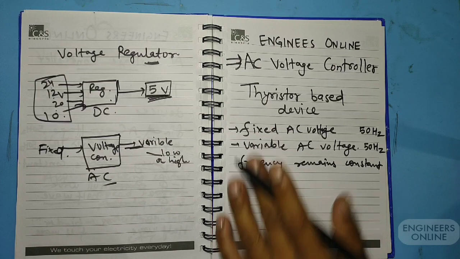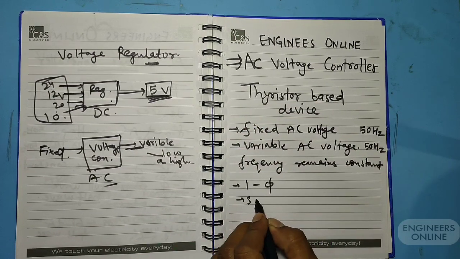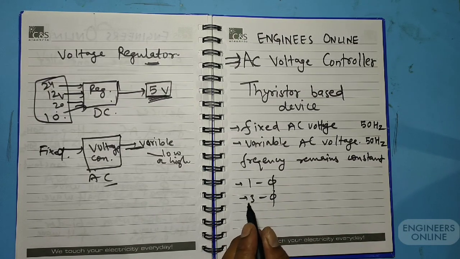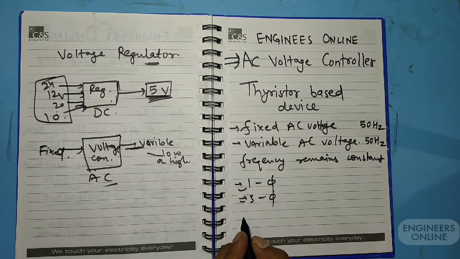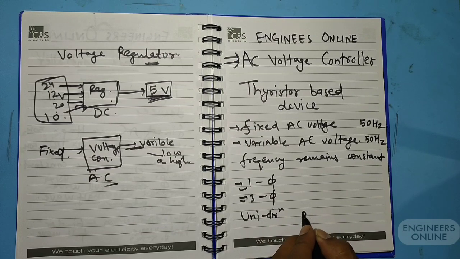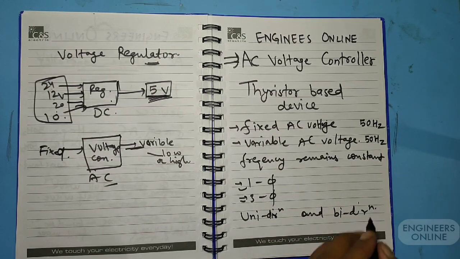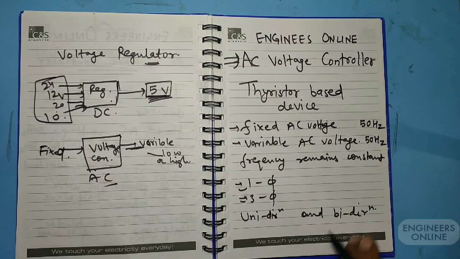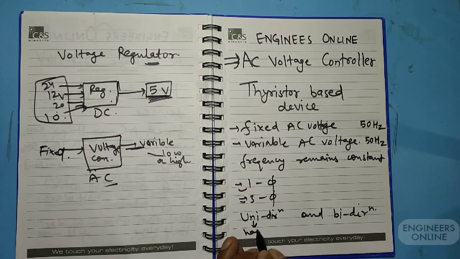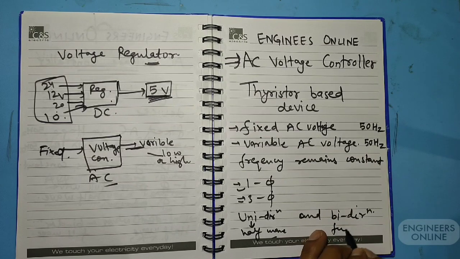So AC voltage controllers have different types like single phase and three phase, and within these there are also subparts, which are unidirectional and bidirectional. What is unidirectional and bidirectional? It's just another name for half wave, and bidirectional is full wave.